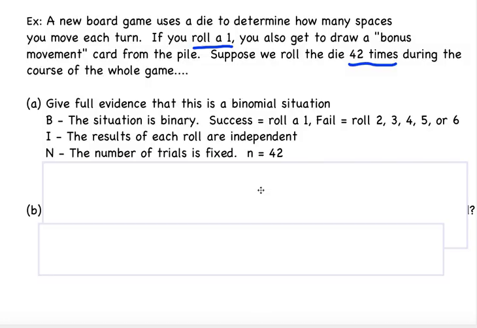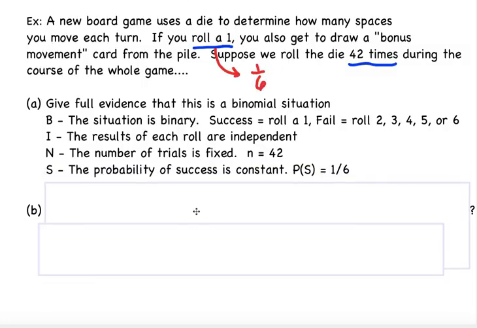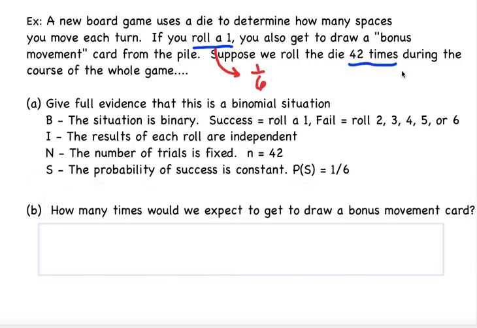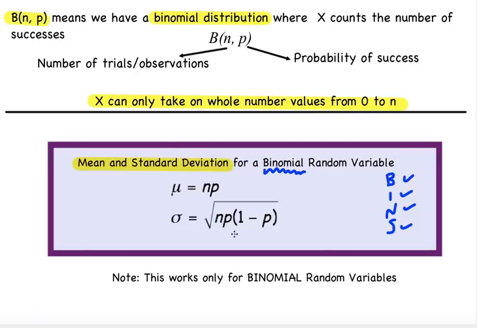And then the last thing we have to check for is the probability of a success. So what would be the probability of rolling a 1? It would be 1 out of 6. So that would be the probability of success. It remains a constant, 1/6. So BINS checks out. That means we get to unlock these two formulas right here.